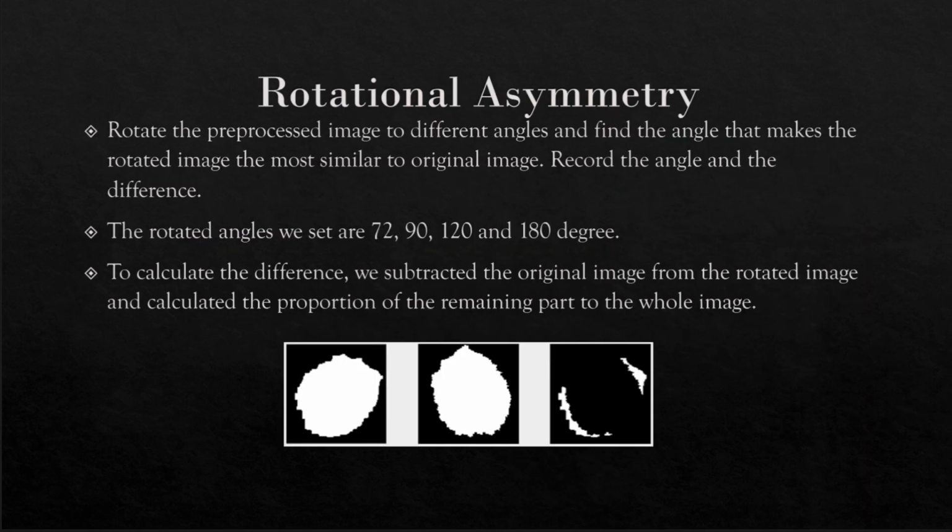In this part, we rotated the processed image to different angles, found the angle that makes the rotated image most similar to the original image, and recorded the difference. We used the Otsu threshold to transform the original image into a binary image and further optimized the image with erode, open and close operations. Then we rotated the image 72, 90, 120, and 180 degrees respectively. To calculate the difference, we subtracted the original image from the rotated image and calculated the proportion of the remaining part to the whole image. We recorded the angle that led to the least proportion and the corresponding proportion as features.